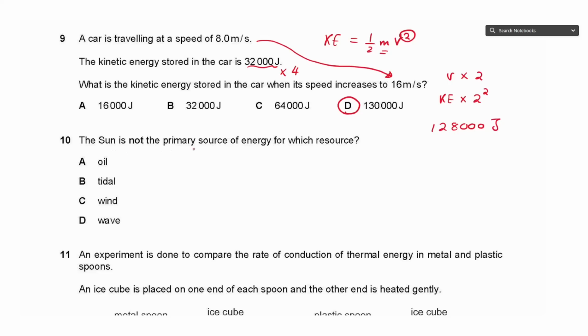Question 10 says the sun is not the primary source of energy. For which source? It is the primary source for oil, wind, and waves, not tidal energy because it depends on the moon. So the answer here is B.